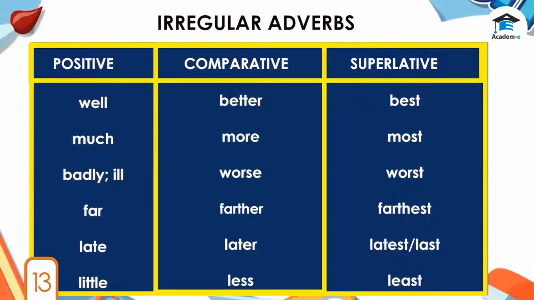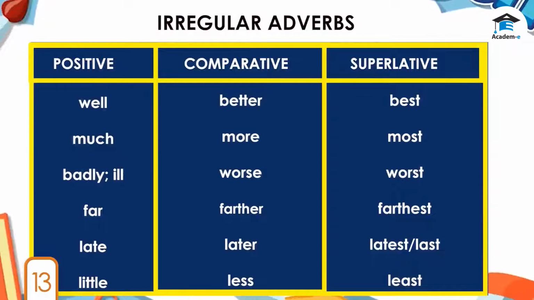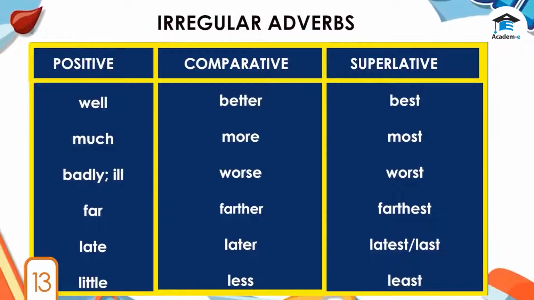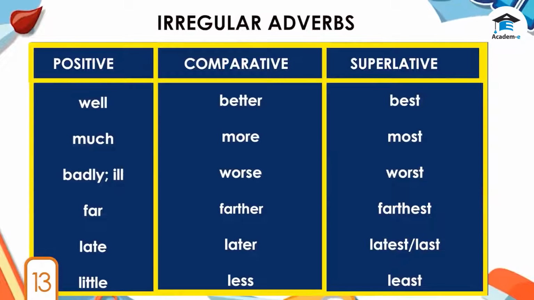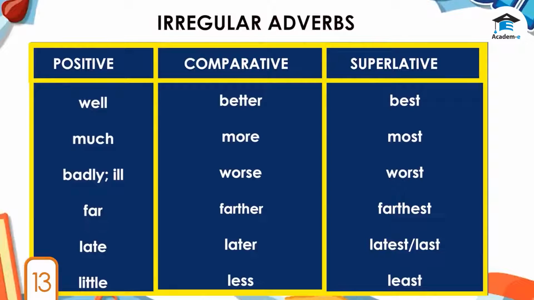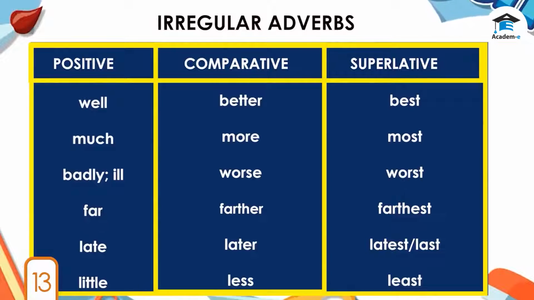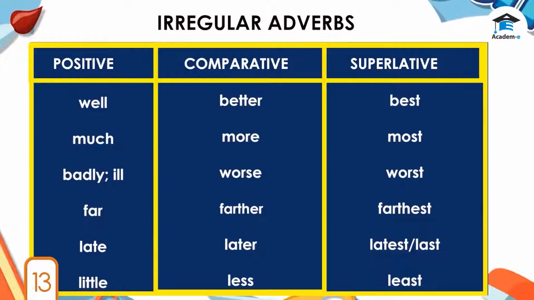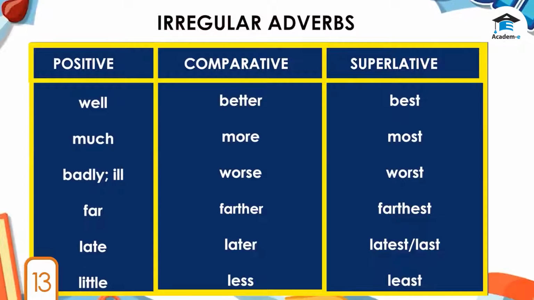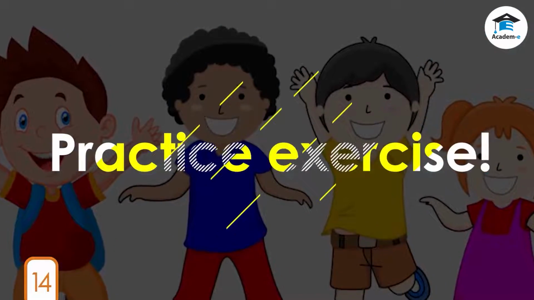Here are some examples of degrees of comparison of irregular adverbs. Well, better, best. Much, more, most. Badly, ill, worse, worst. Far, farther, farthest. Late, later, latest or last. Little, less, least. Let's practice.